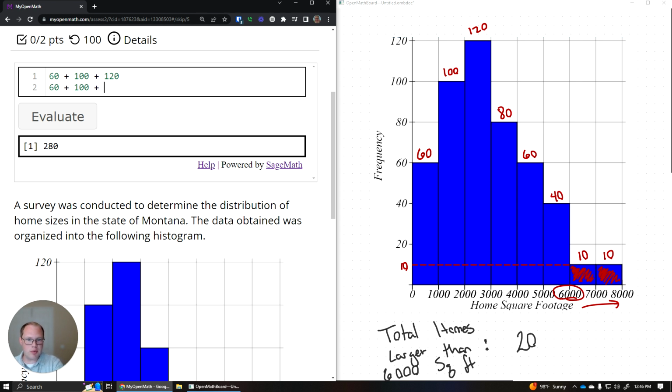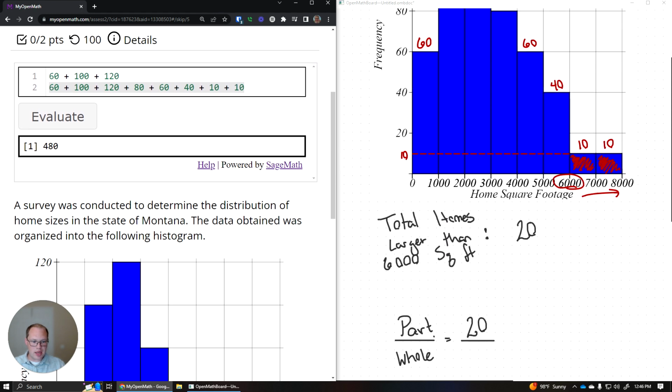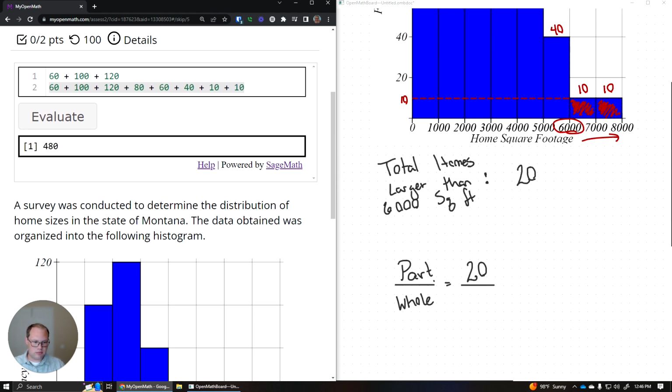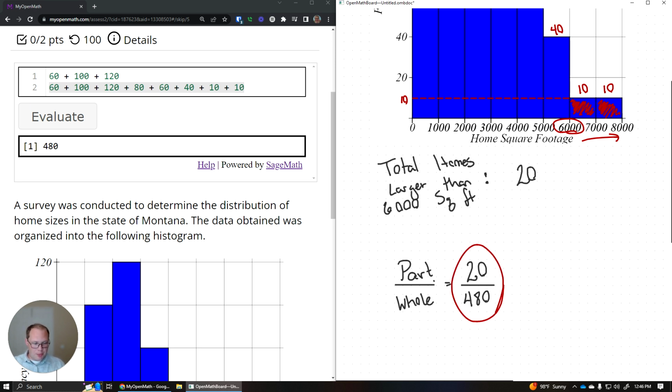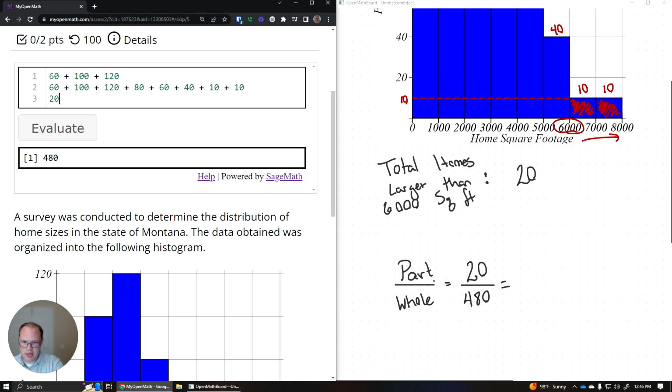60 plus 100 plus 120 plus 80 plus 60 plus 40 plus 10 plus 10. Click evaluate, and so it just evaluates that last line for me. It's 480. So the total number of homes is 480. So that's the fraction or proportion of homes that are larger than 6,000 square feet. If I convert that to a decimal, 20 divided by 480, do the division, I get 0.04166667.